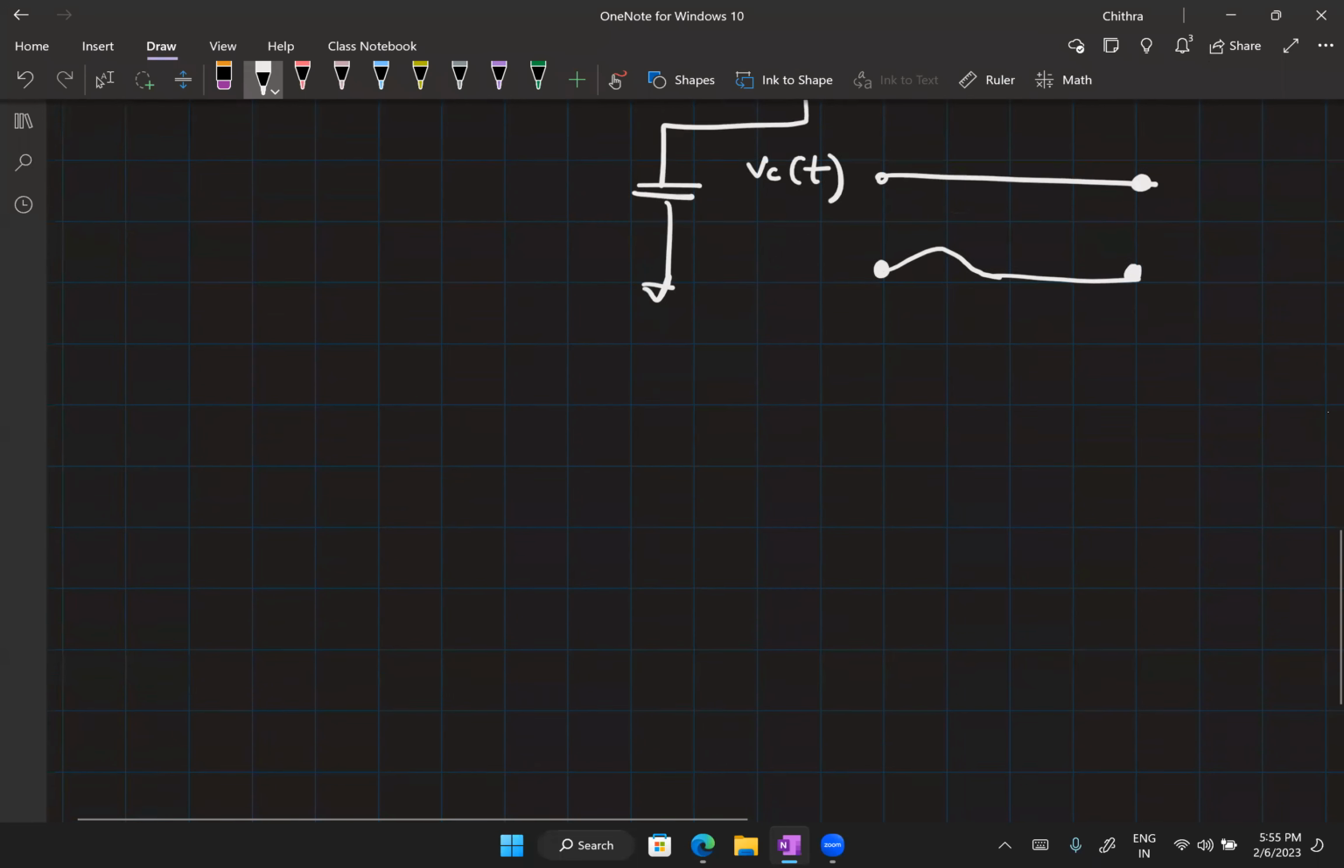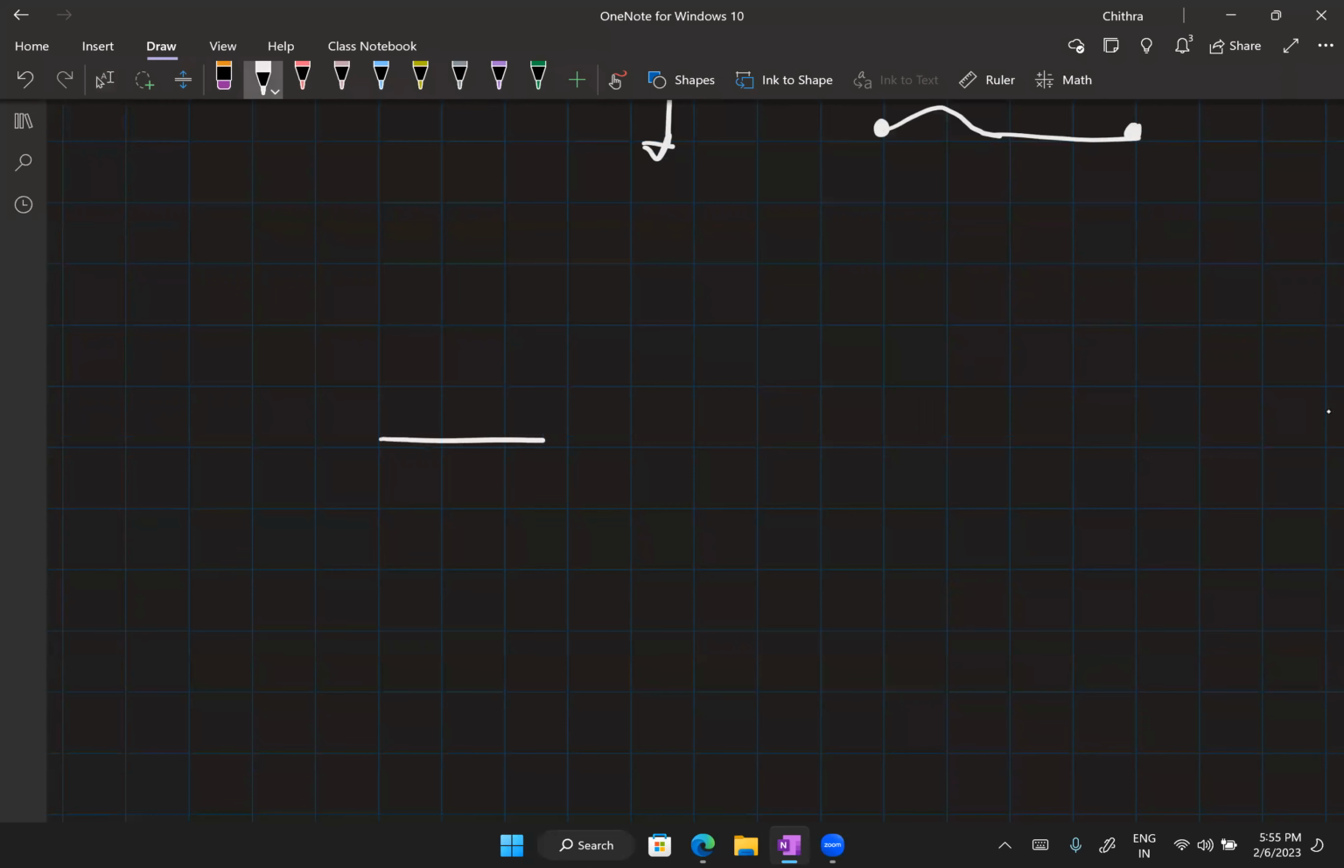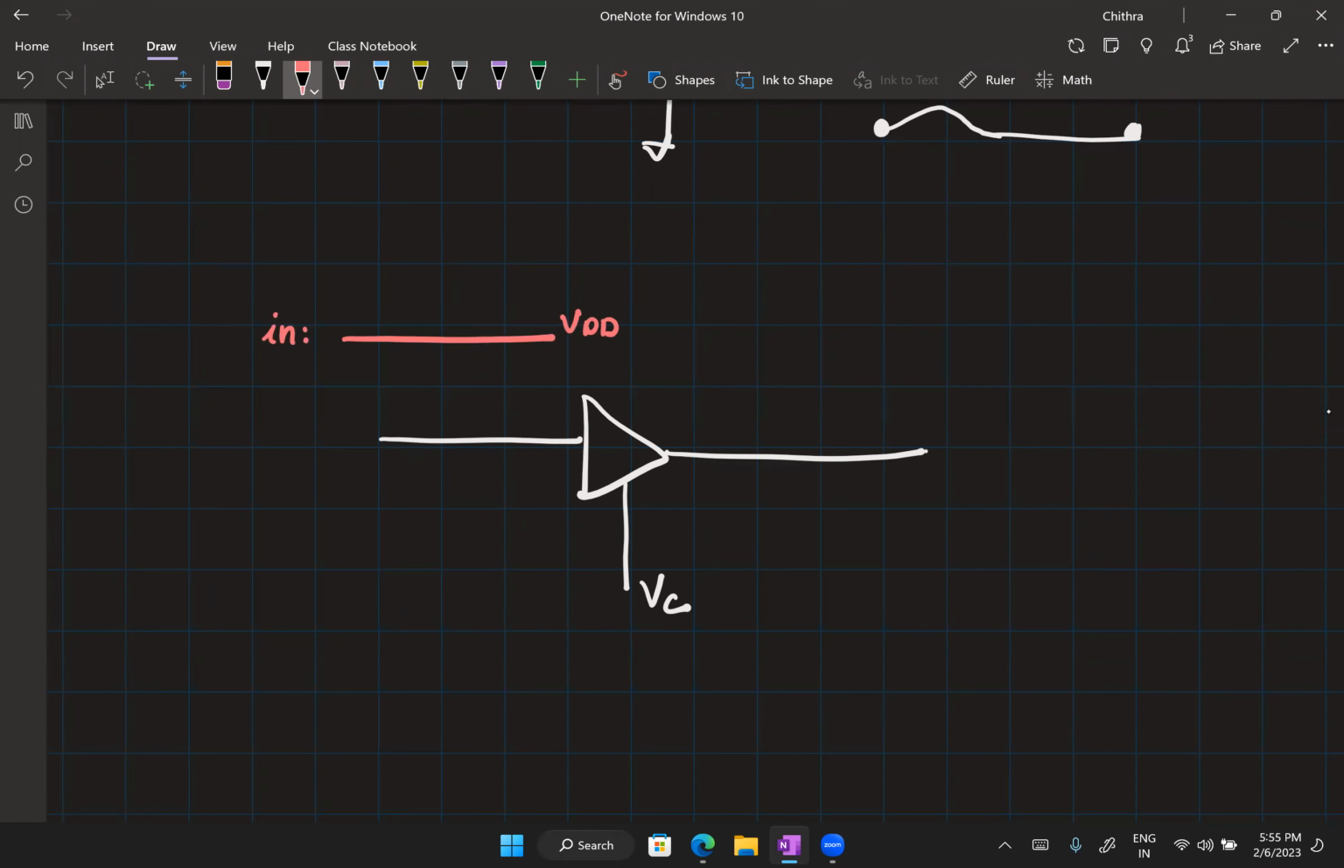Okay, so to understand this, let me first give you a very simple example. Let me take a buffer. Now this buffer delay is controlled by VC. So if you are using current starved inverters, you have a VC. Let me assume that the input given is a stable VDD. The output will also be a VDD. Correct? Now let's say I vary this VC from 0 to VDD. Does anything change with respect to the input and output?